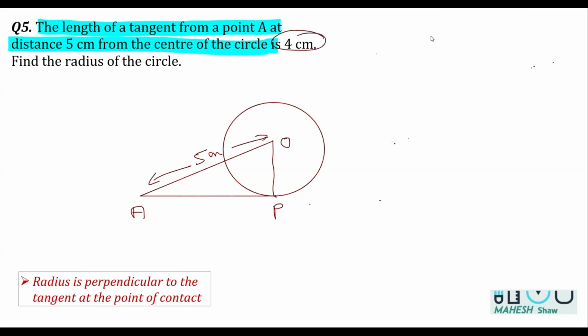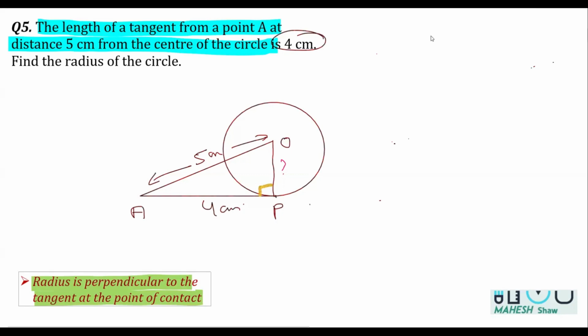And AP is 4, right? So you should understand this properly, what we have to find out. So this is given as 4 centimeter. Now what we have to find out is the radius, that is this one. Now we are going to use this property that radius is perpendicular to the tangent at the point of contact. That means this angle is 90 degree, so we can apply Pythagoras theorem here.